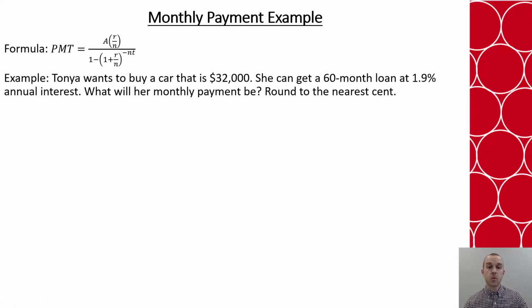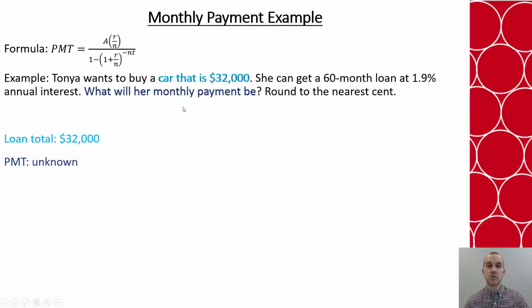Say that Tanya wants to buy a car that's $32,000. She can get a 60-month loan at 1.9% annual interest. What will the monthly payment be? And let's round that to the nearest cent. So we know that the total loan would be $32,000. The monthly payment, we don't know. That's what we're trying to calculate.